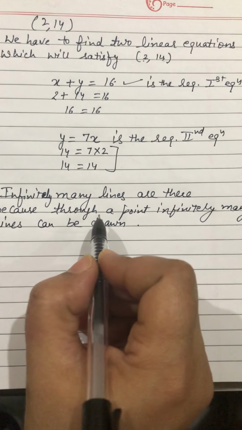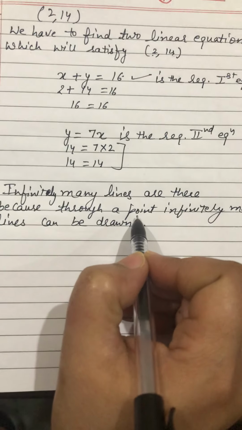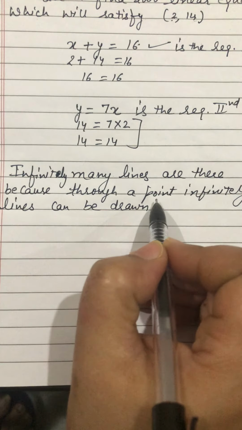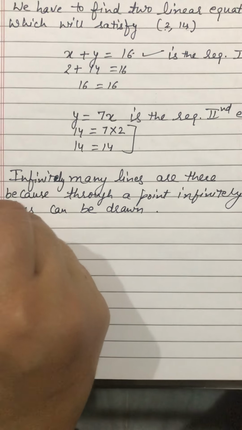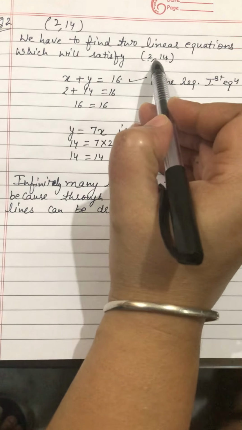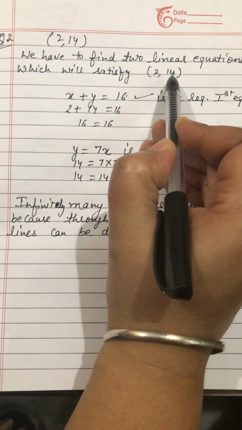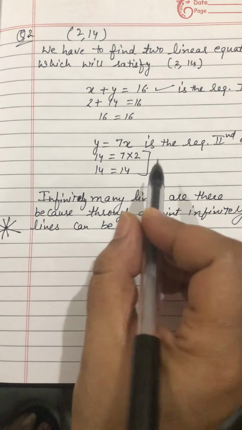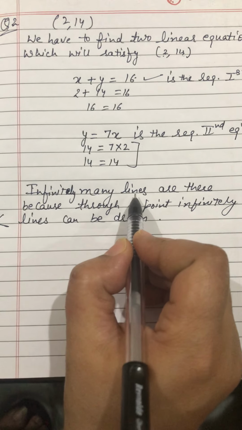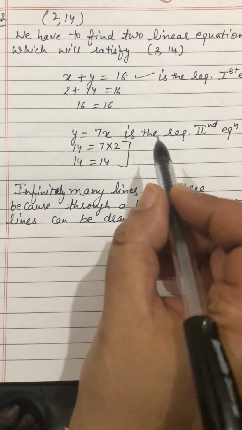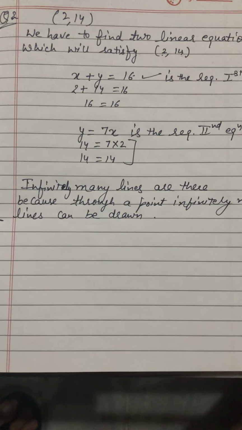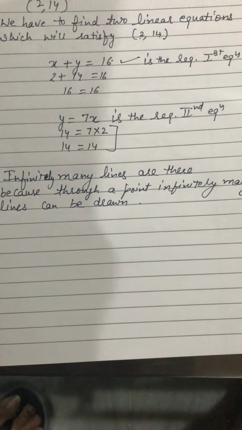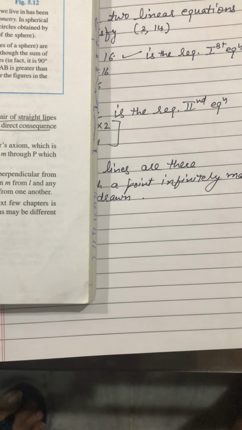As we have learned in our geometry portion, from a point how many lines can be drawn, that from a point we can draw infinite lines. Similarly here, from this point 2, 14 we can make infinite number of linear equations. So that is why we can make infinite number of lines through this point. So this completes your question number 2. Now let us come to question number 3.